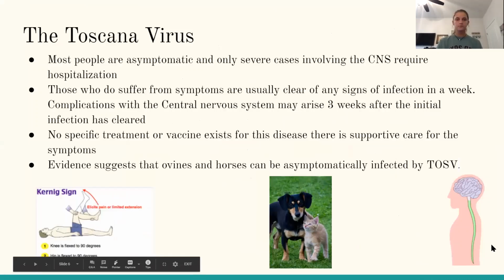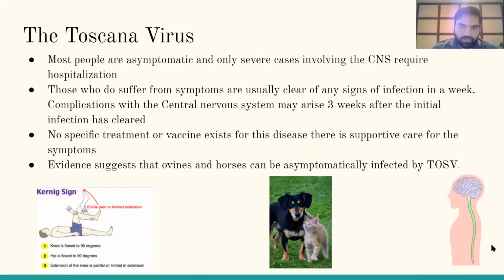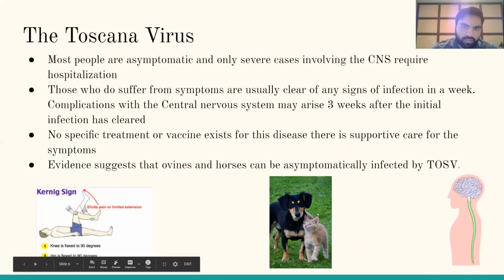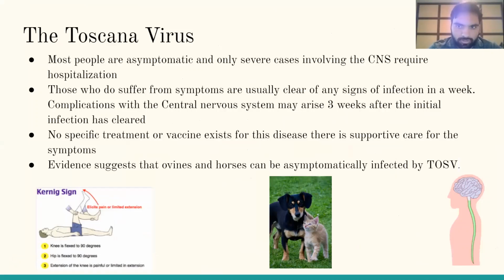The Toscana virus, as mentioned earlier, is a negative strand RNA virus. It has an incubation period ranging from a few days to 2 weeks. Most people are asymptomatic, but those who contract symptoms may see flu-like symptoms like headache, fever, nausea, and vomiting. Physical examinations may show neck rigidity or stiffness and Kernig's sign. Kernig's sign is a physical examination in which, when the knee and hip are flexed, the extension of the leg becomes painful. The process can be seen in the picture to the bottom left of the screen.